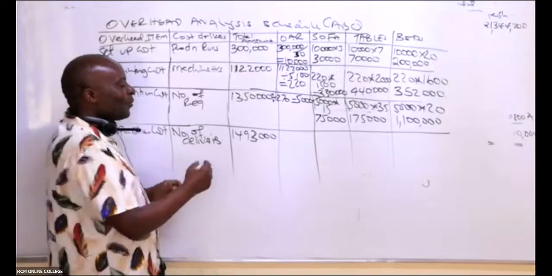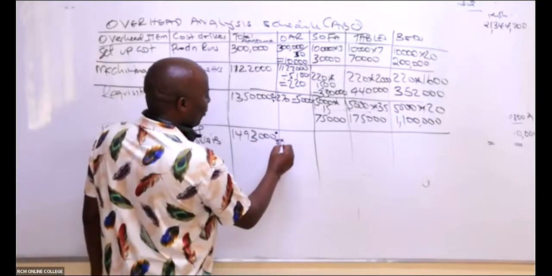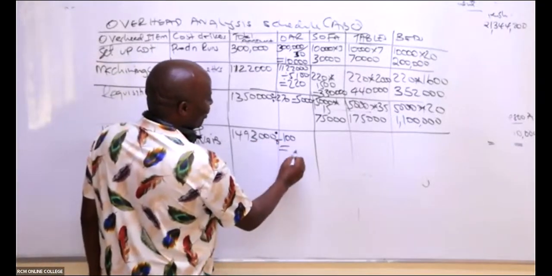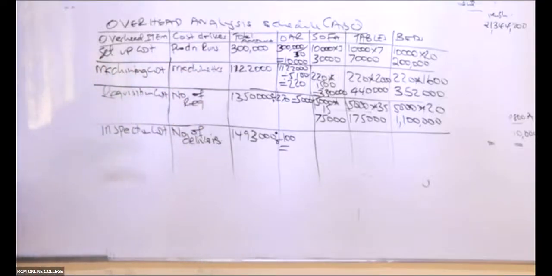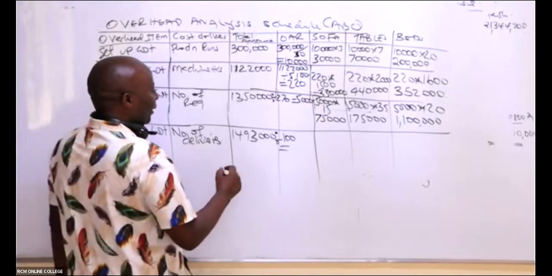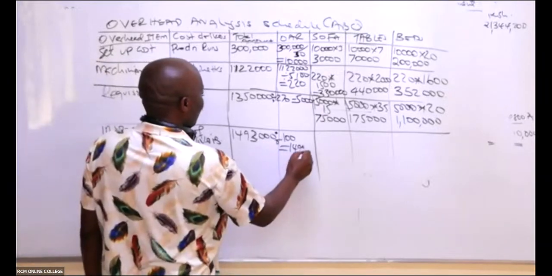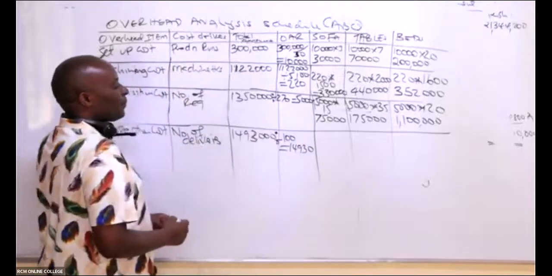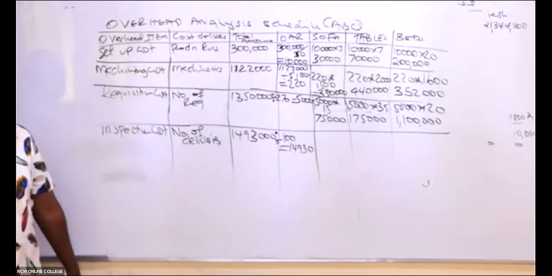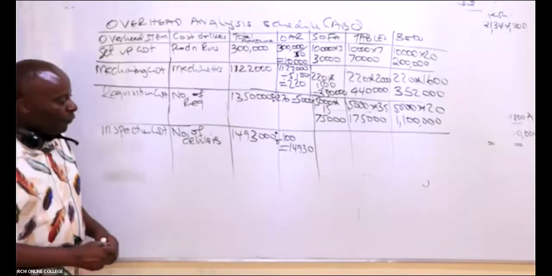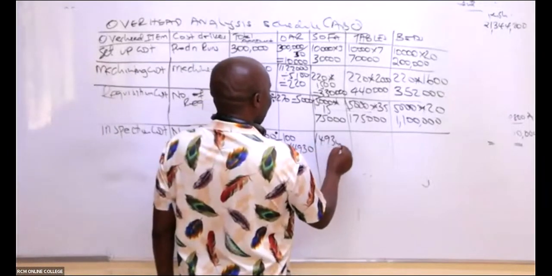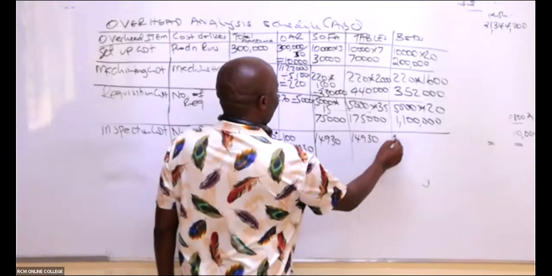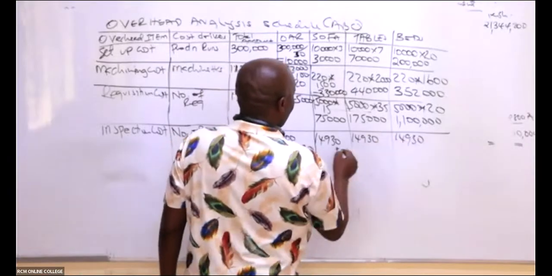Are you able to see the total number of deliveries? 100. Yeah, so you're able to get that OAR. This OAR will be 14,930. So then this will be 14,930 times the number of deliveries for each product.